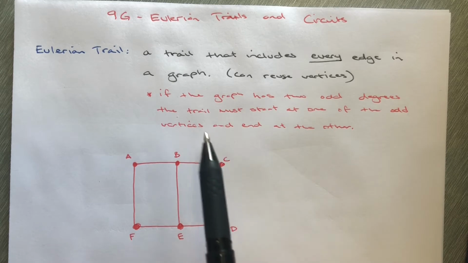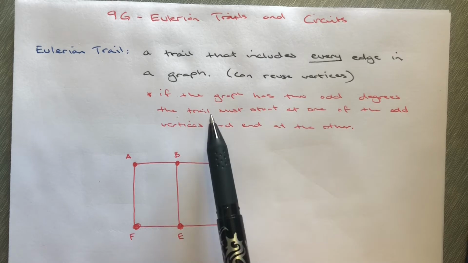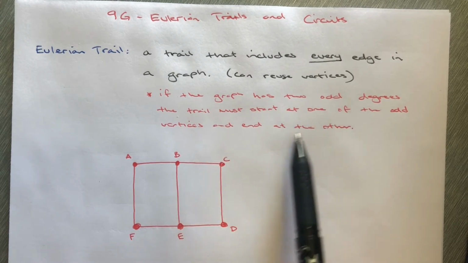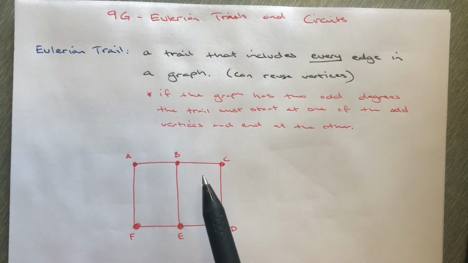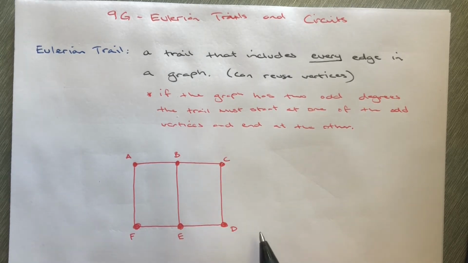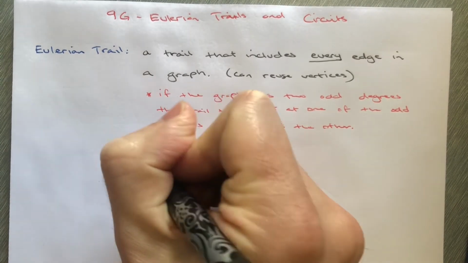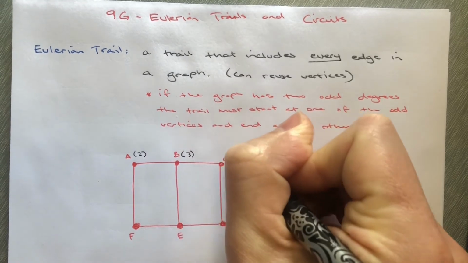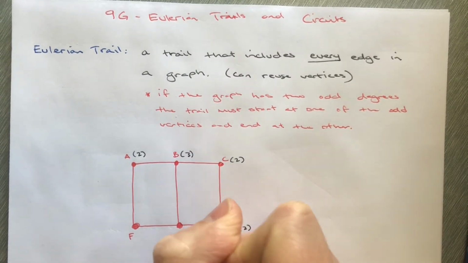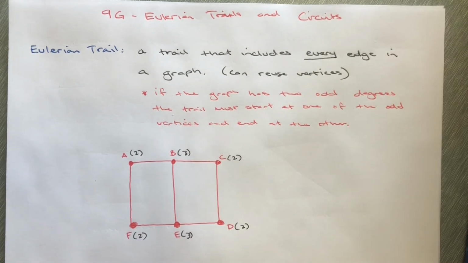Now, before we do it, let's just have a look at this little point here. It says if the graph has two odd degrees, the trail must start at one of the odd vertices and end at the other. So before we start this, let's have a look and see what degree all these vertices are. Hopefully you remember, degree is how many edges connect to each vertex. So here we can see we've got two. This one has three. This one has two. 2, 3, and 2.